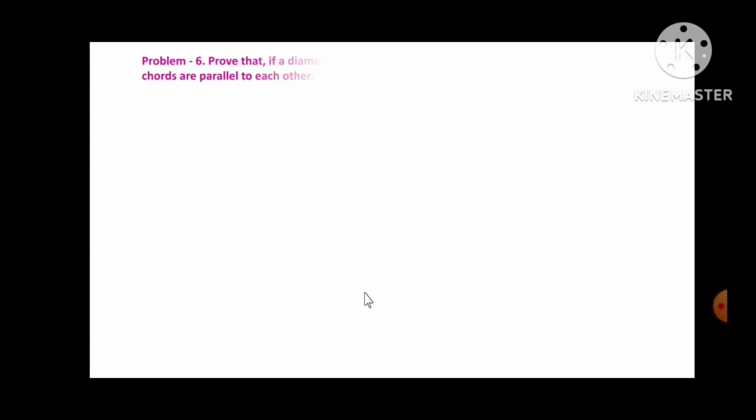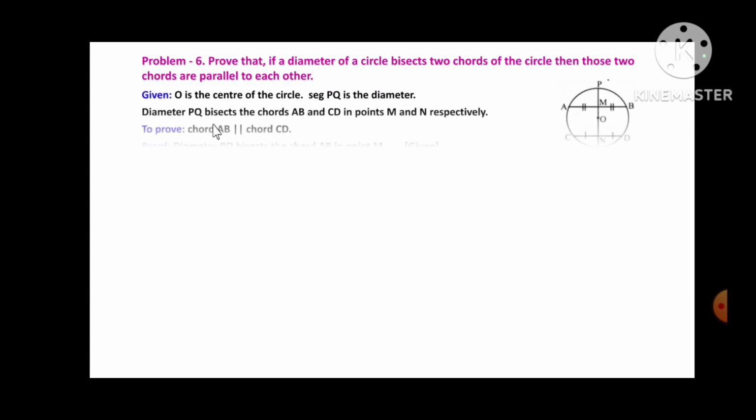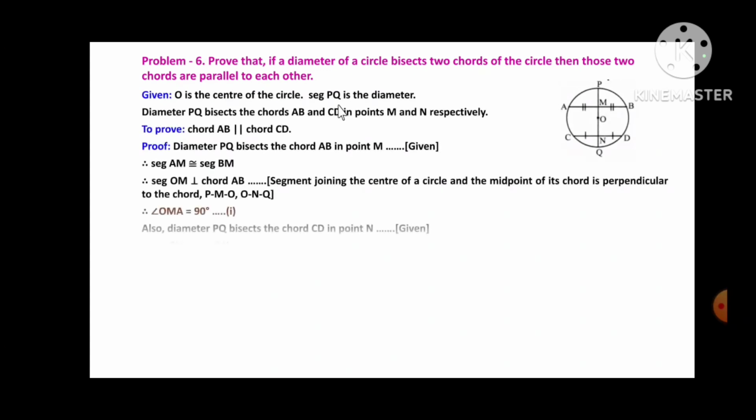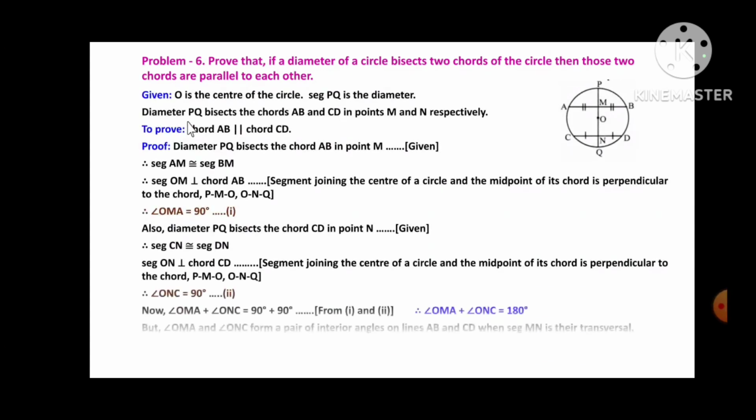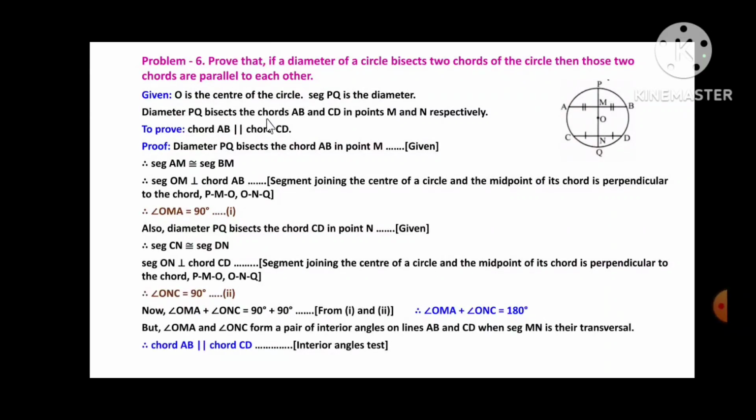So next we'll see problem number 6. Prove that if a diameter of a circle bisects two chords of the circle, then those two chords are parallel to each other. O is the center of the circle, segment PQ is the diameter. Here diameter PQ bisects the chords AB and CD at points M and N respectively. We have to show chord AB is parallel to CD.